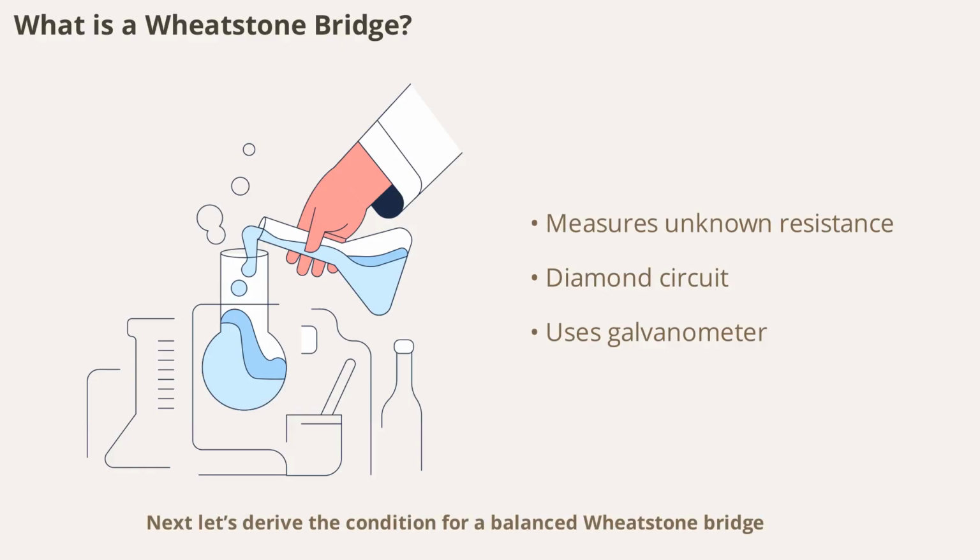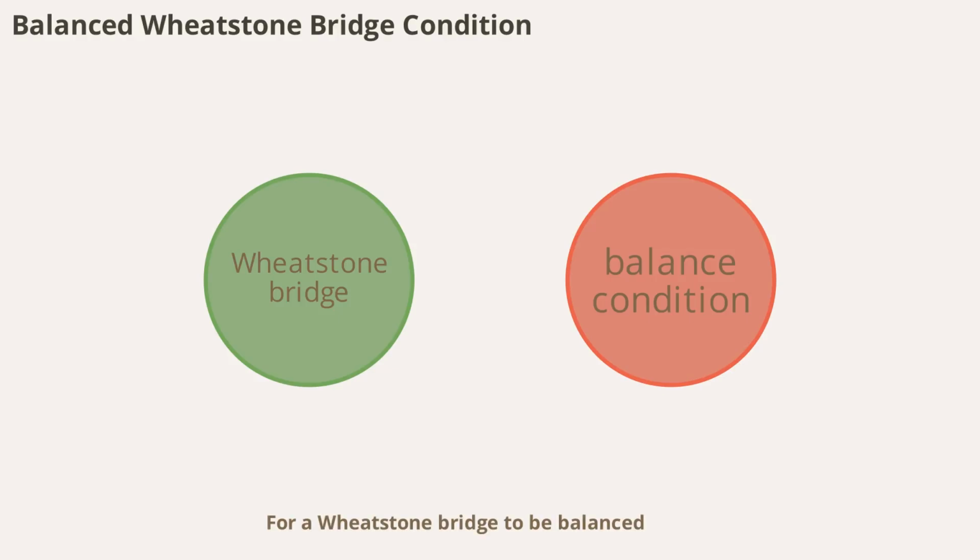Next, let's derive the condition for a balanced Wheatstone bridge. For the Wheatstone bridge to be balanced, the ratio of the 2 pairs of resistors must be equal. Mathematically, this means R1/R2 equals R3/R4. When this condition is met, the potential difference across the galvanometer is 0, and no current flows through it. This balance condition allows for precise measurement of unknown resistances by adjusting the known resistors until the galvanometer reads 0.